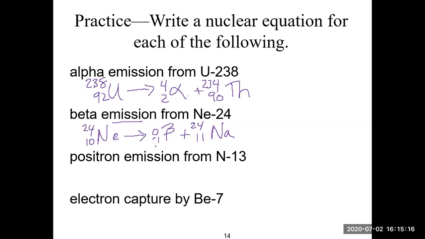And continuing on, nitrogen with 13 on top, 7 from the periodic table. Again, we have an emission, but this is a positron, which is the positive beta particle. On the left-hand side, we have 7 for the atomic number. On the right-hand side, we have 1, so our missing atomic number in that case would be 6. That's going to give us carbon, and 13 on top. Any questions on that one?